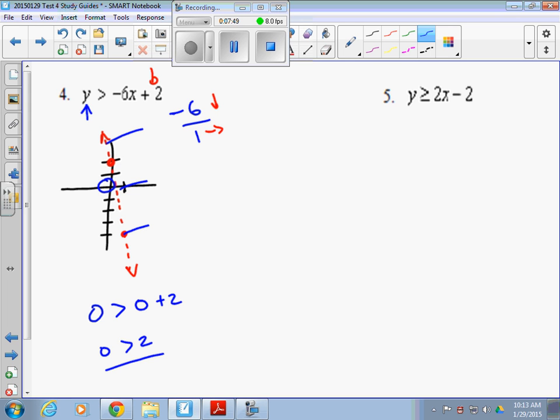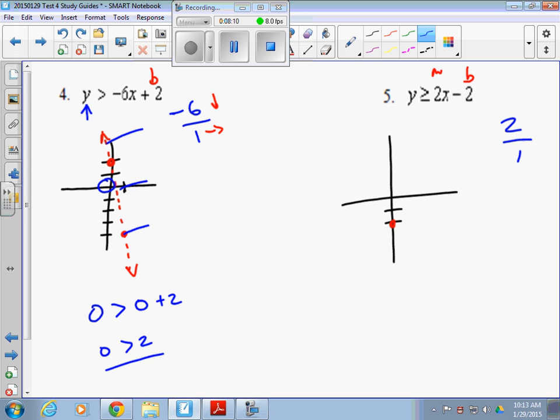Y is greater than or equal to 2x minus 2. Again, your b value is nice and neat, and your m value is easy to see. So on your y-axis, the intercept says negative 2 as your b value. Your m value is 2. Remember, slopes are always fractions. Make them into a fraction by putting them over 1.